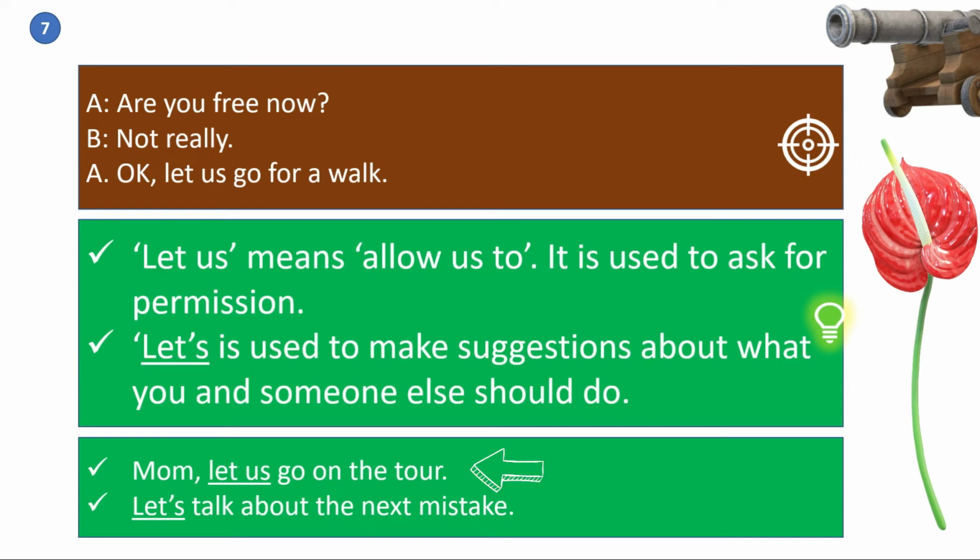Mom, let us go on the tour. You did not allow me last time as well. At least now, let us go on the tour. It means here, allow us to go on the tour. But look at the next line there.